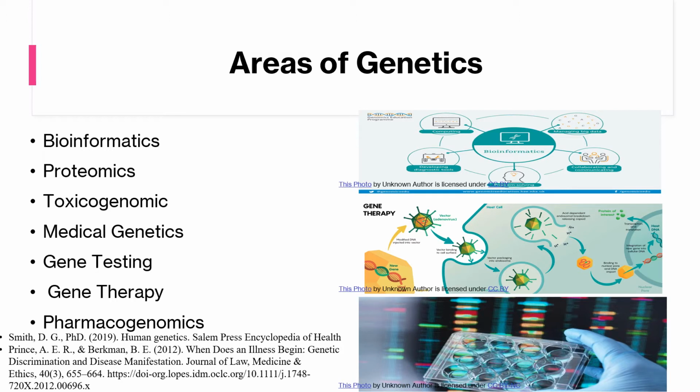Gene therapy uses recombinant DNA technology to cure diseases or disorders that have a genetic basis. And pharmacogenomics is the branch of human medical genetics that deals with the correlation of specific drugs to fit specific diseases in individuals.